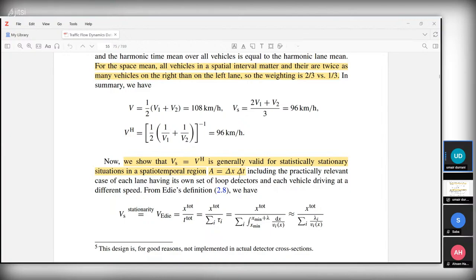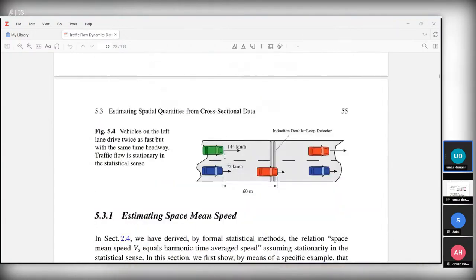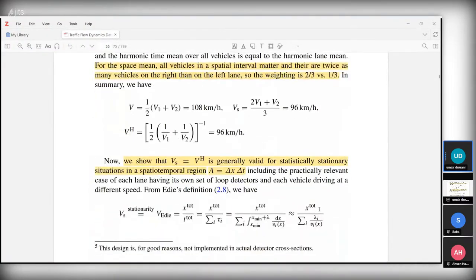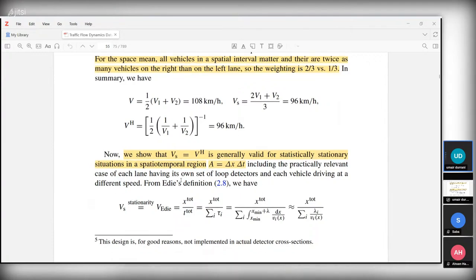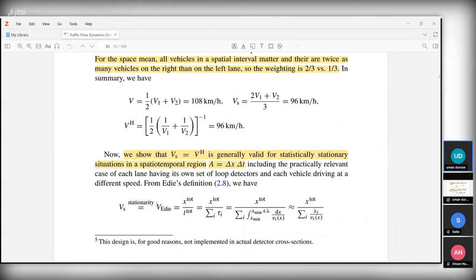And now the area is also defined. A is equal to delta x into delta t. Delta x here is a total space of 120 meters, which is between this vehicle and the front of this vehicle. That's 120 meters. And delta t is the aggregation interval. So based on that, and from Edie's definition here, we are now estimating in the stationary conditions what would be the space mean speed. That would be equal to the Edie speed, which we can then estimate based on the total distance traveled and total time traveled.